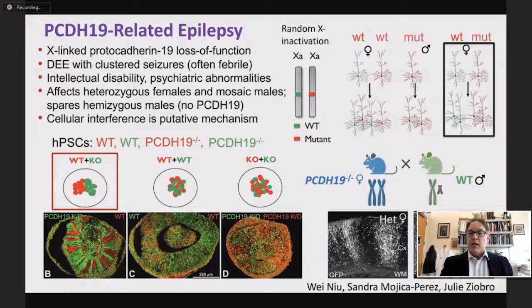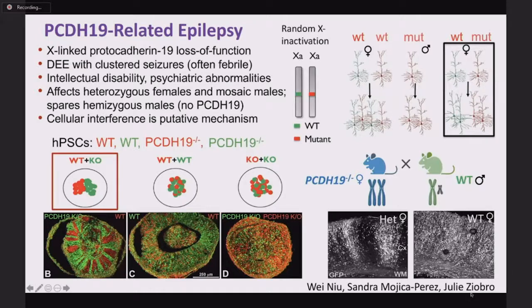And we've also, Julie Ziobro in the lab, generated a mouse model, starting with a male that has GFP on the X chromosome with a normal PCDH19 allele, crossing it with a PCDH19 knockout female, so that the offspring are either heterozygous females or wild type females. And in the wild type, the GFP is everywhere, but in the heterozygous knockout female, the normal PCDH19-expressing GFP-positive cells don't interact with the knockout cells, just like we found in the saucers.